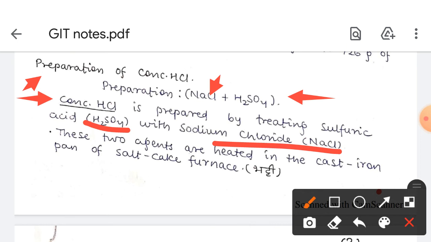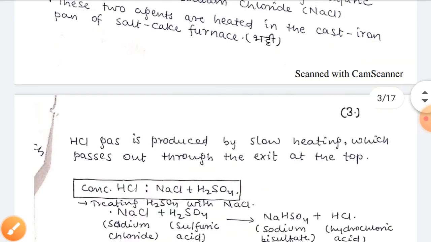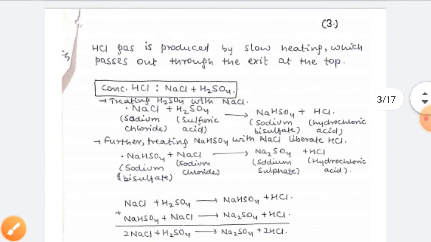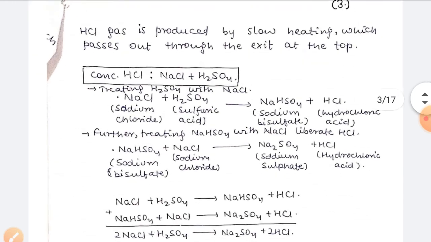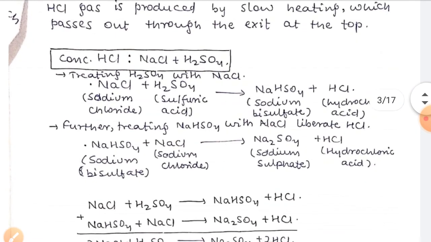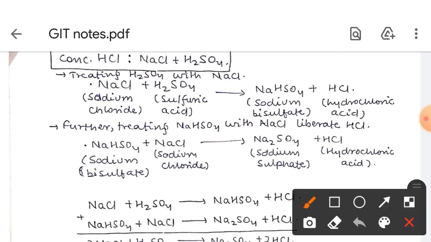These two agents are heated in the cast iron pan of salt cake furnace. So we get the concentrated hydrochloric acid. HCl gas is produced by slow heating, which passes out through the exit at the top. Concentrated hydrochloric acid is prepared from the sodium chloride and sulfuric acid, as we all know, treating the sulfuric acid with the sodium chloride. This is the reaction.